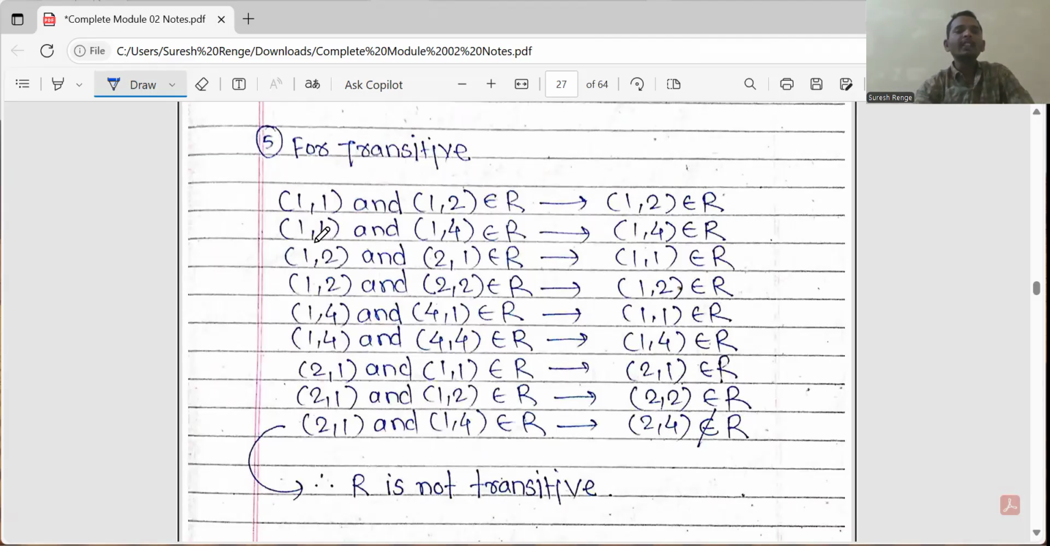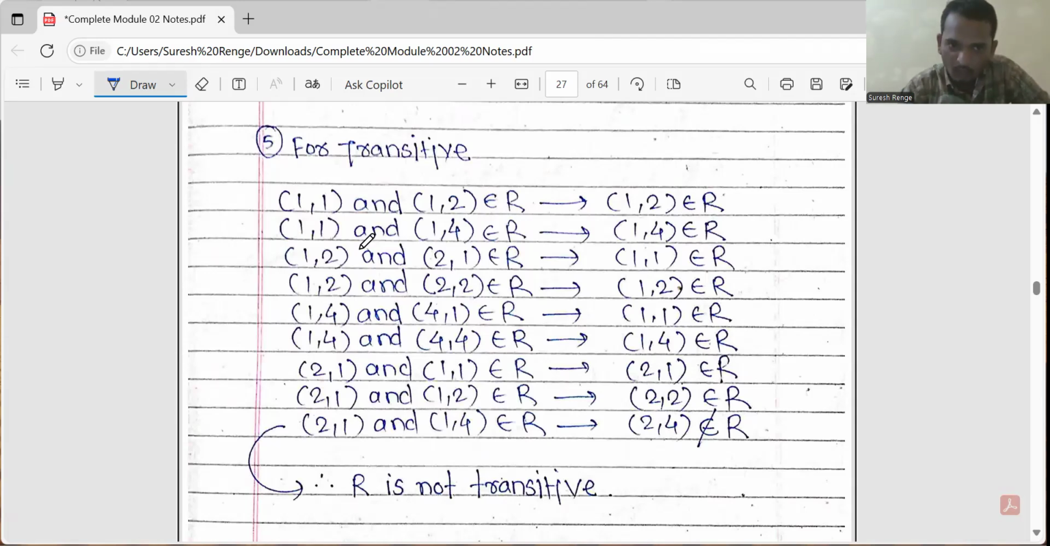Okay. Now 1 is related to 1 and 1 is related to 4, which belong to R. But (1,4) is the result for this, meaning A is directly related to 4. Means 1 is directly related to 4 by the transitive property. (1,4) also belongs to R.